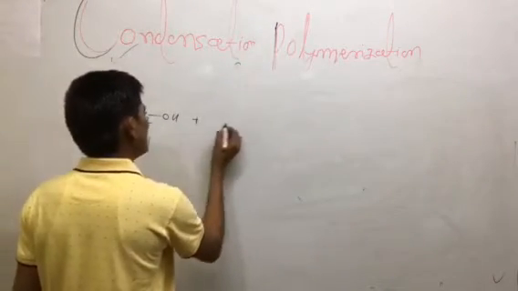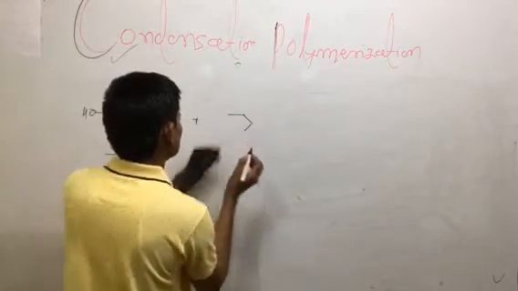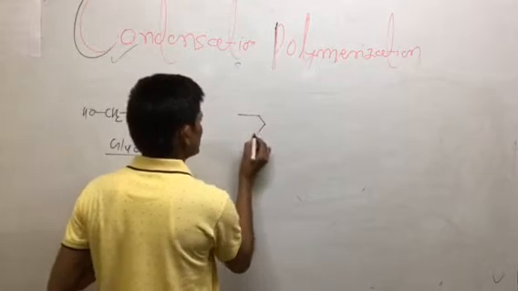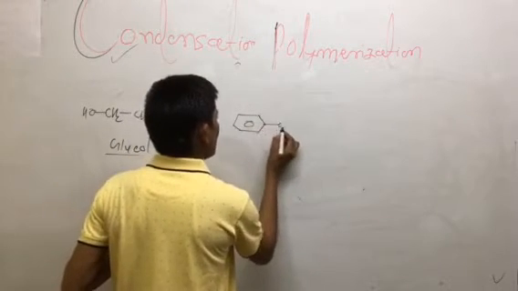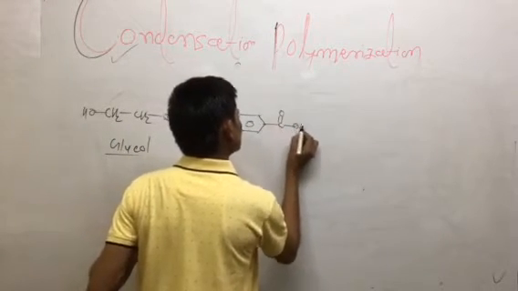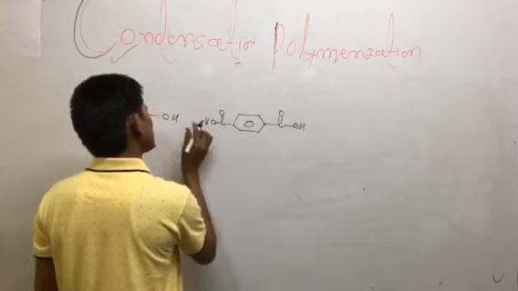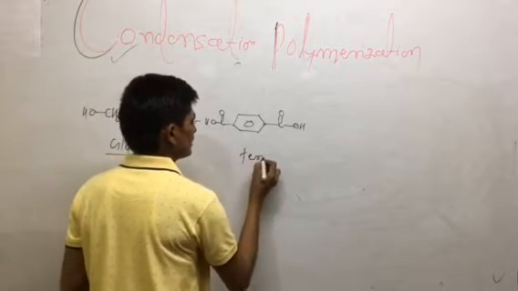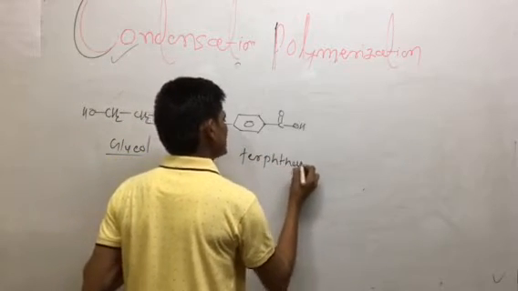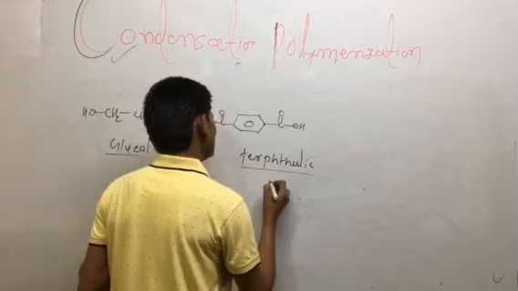It is reacted with this aromatic acid. This is the type of reactant species we are having. This is the aromatic acid, with OH again here, C double bond O, OH. The name of this aromatic acid is nothing but terephthalic acid. इसका रिएक्टेंट का नाम है terephthalic acid.